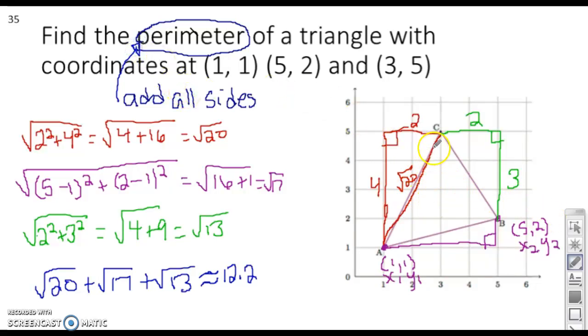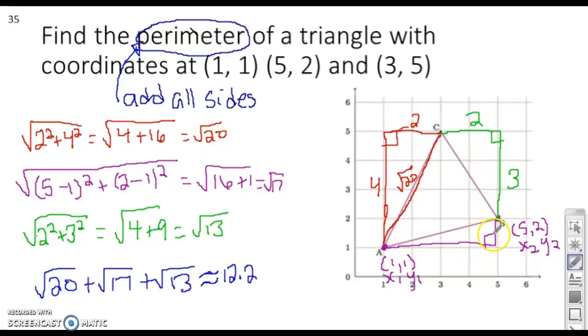So first thing I did is I went over here and I found the length of AC. Now you can find the side length using Pythagorean theorem or distance formula. I used Pythagorean theorem on the first one, and in order to do Pythagorean theorem, you have to draw right triangles. So I went straight up and straight over, got those two side lengths, plugged them into the Pythagorean theorem, and got the square root of 20.